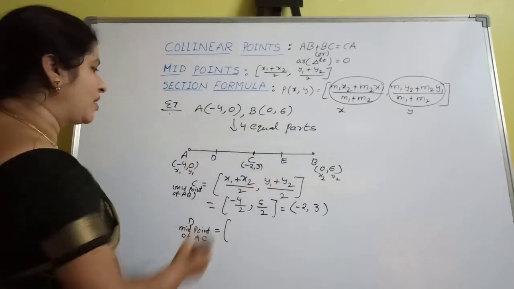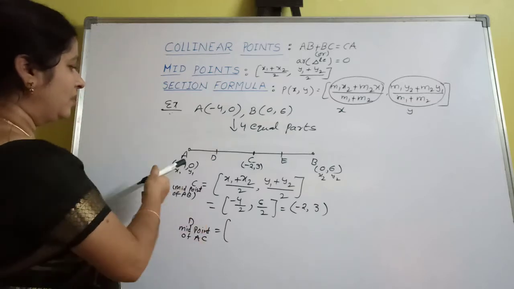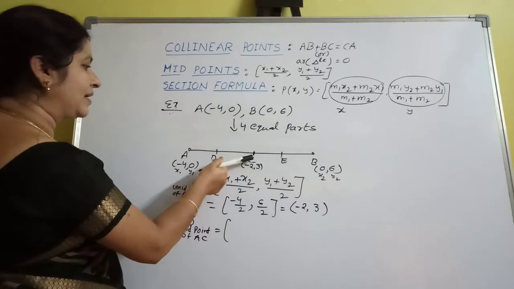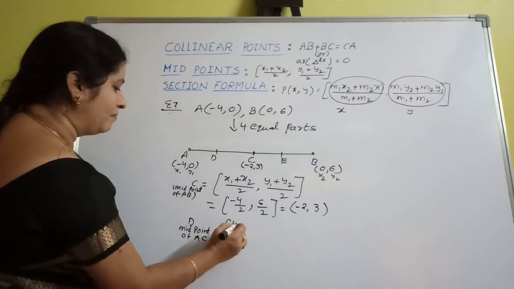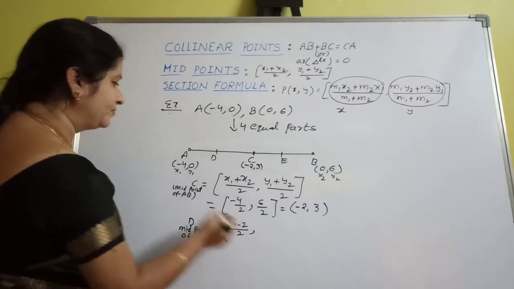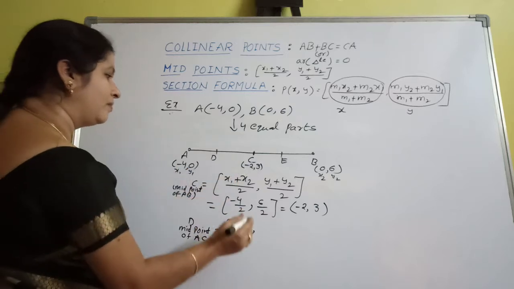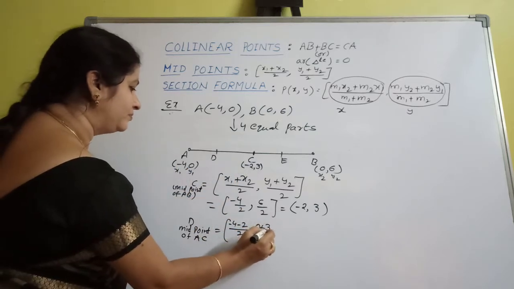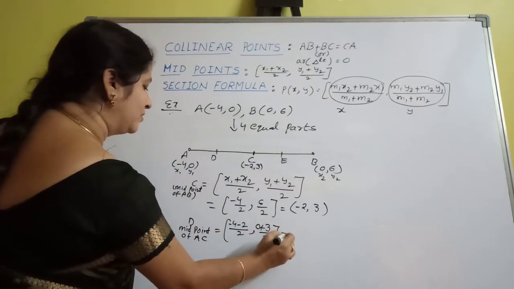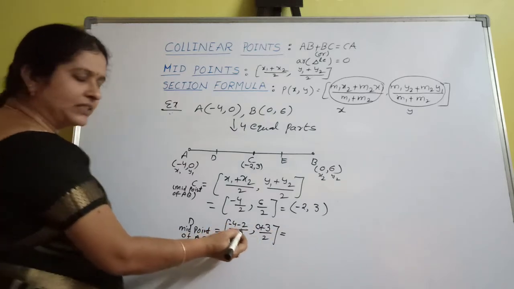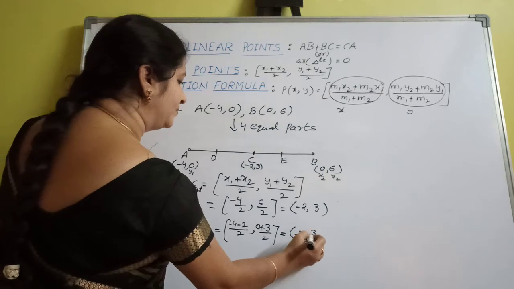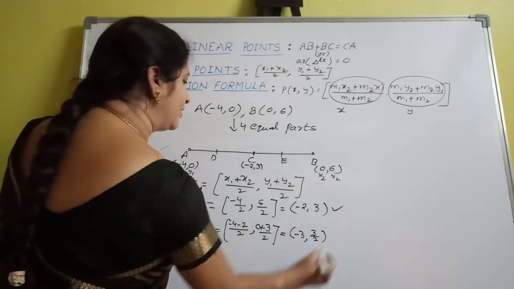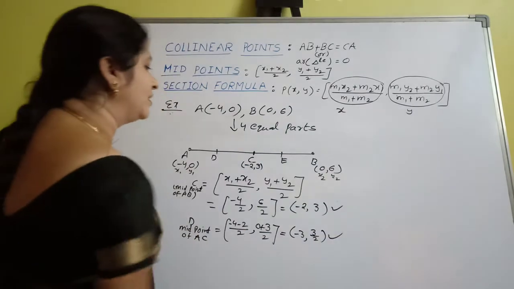So by using this formula, substitute the values. x1, y1 it is and x2, y2 it is. So (-4 plus -2) by 2, (0 plus 3) by 2. So -6 by 2, that means -3, and 3 by 2. So this is the first point answer, this is the second point answer.